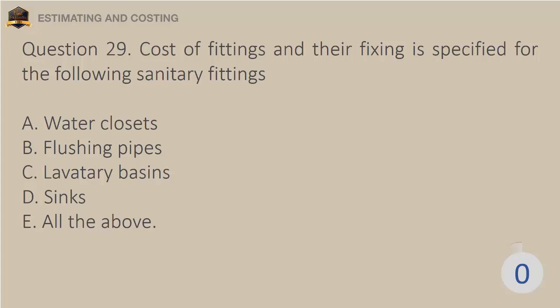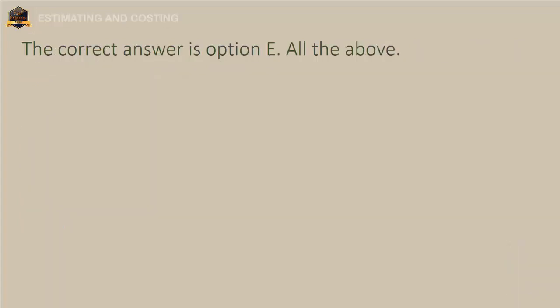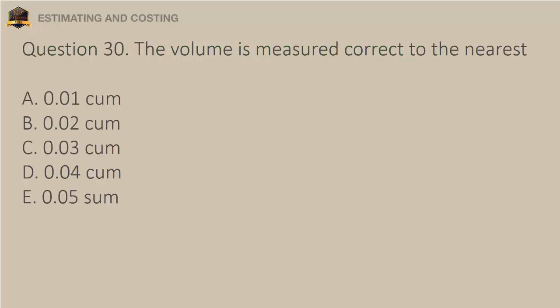The correct answer is option E. All of these. Question 30. The volume is measured correct to the nearest. A. 0.01 cum. B. 0.02 cum. C. 0.03 cum. D. 0.04 cum. E. 0.05 cum.